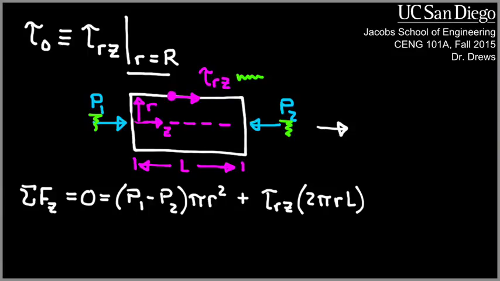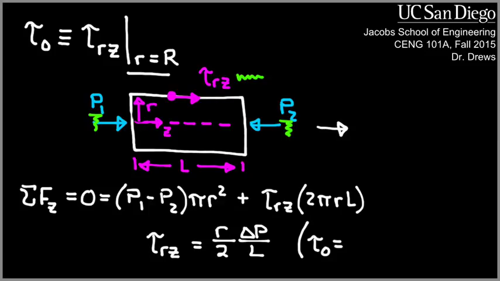So that's all I mean by the force balance. I can rearrange those terms, and I find out that tau RZ is equal to R over 2 delta P over L. So if I want tau naught, did I have a color for that? No, not really. If I want tau naught, that is simply equal to tau RZ evaluated at R is equal to big R, which will be big R over 2 times delta P over L.